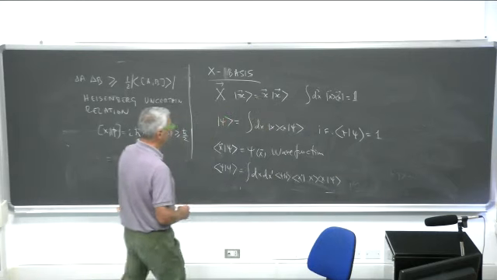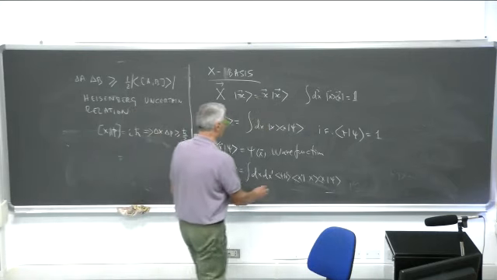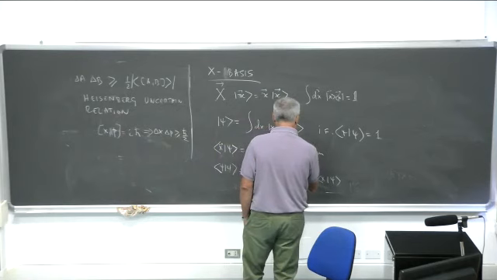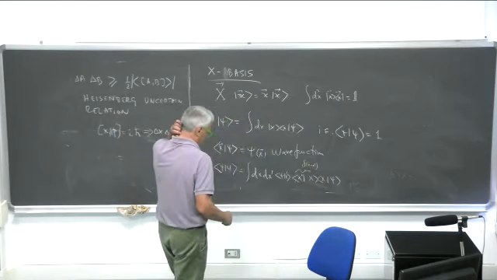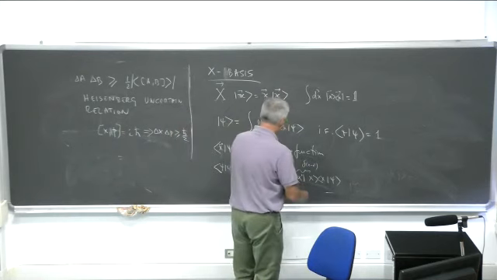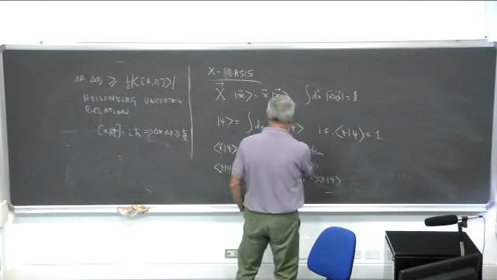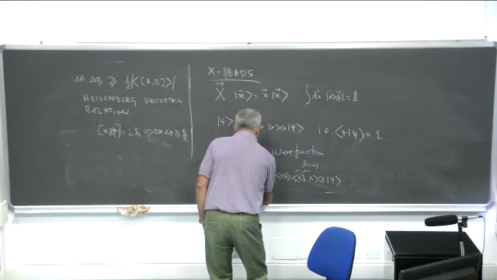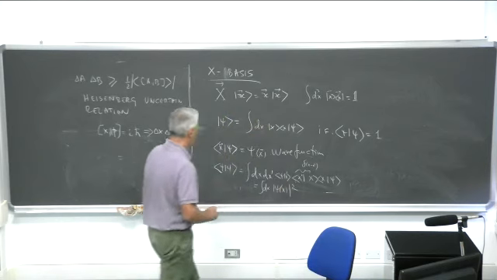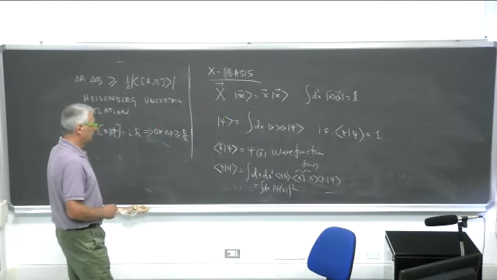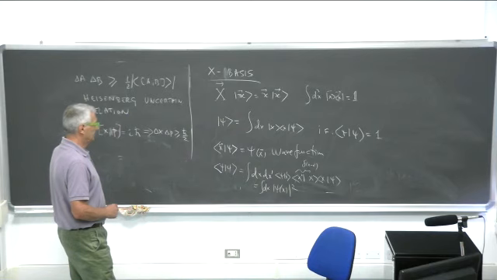Double integral, right? But now this is delta, no? Delta x minus x prime. So this becomes x equal to x prime. This becomes the modulus square of the wave function, right? This becomes dx, psi of x modulus square, right? All right?